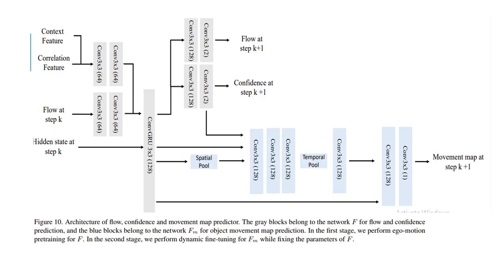Freezing the F module is nothing but freezing it. We are fine tuning the FM for dynamic scenes. Here, context vector and correlation features are combined and passed to this, along with the flow at step k and hidden state at step k to the GRU to get the flow at k+1 and confidence at k+1.